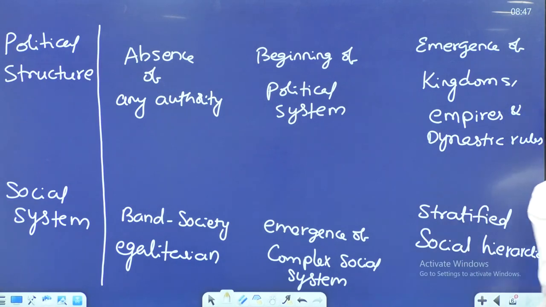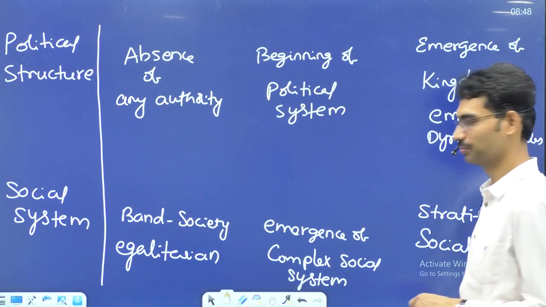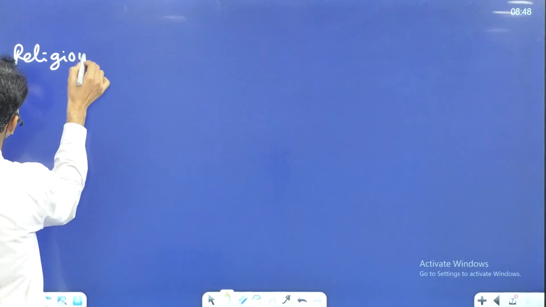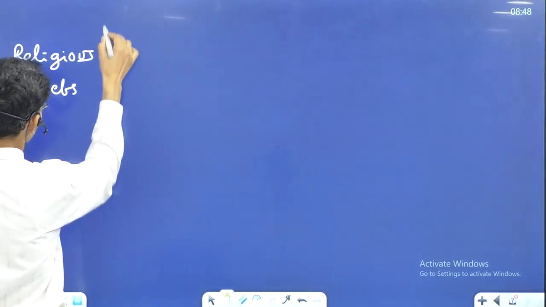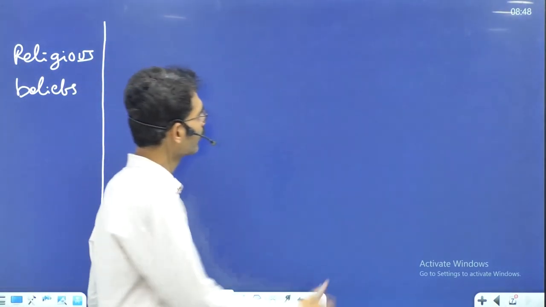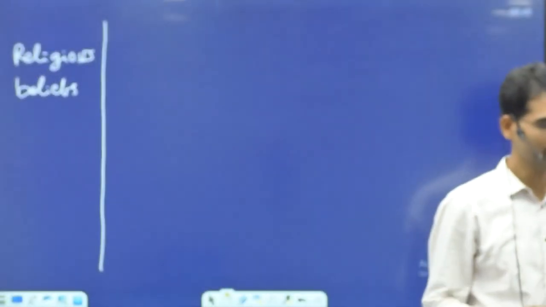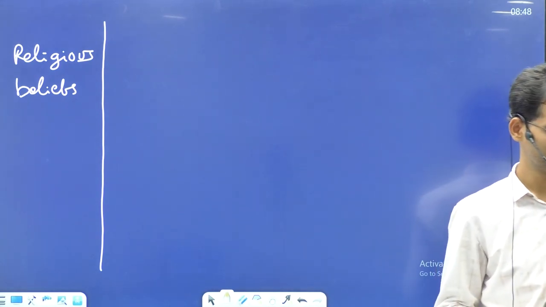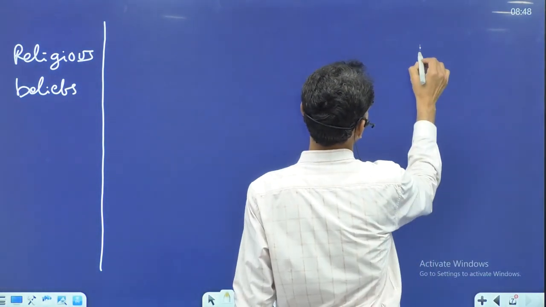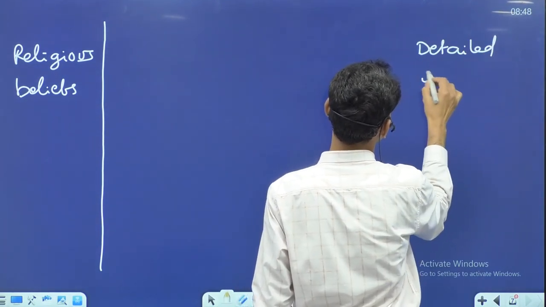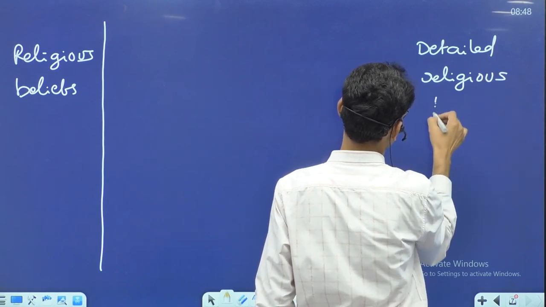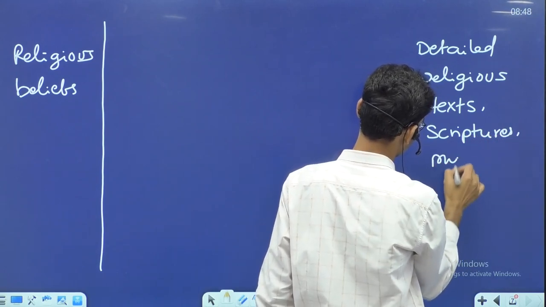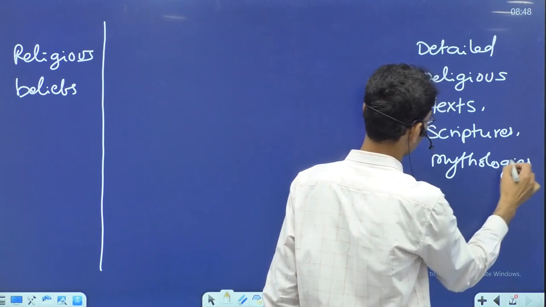Social systems, then religion. Religious beliefs. And here, you write, in the historic period, detailed religious texts, scriptures, mythologies, all these things emerged.